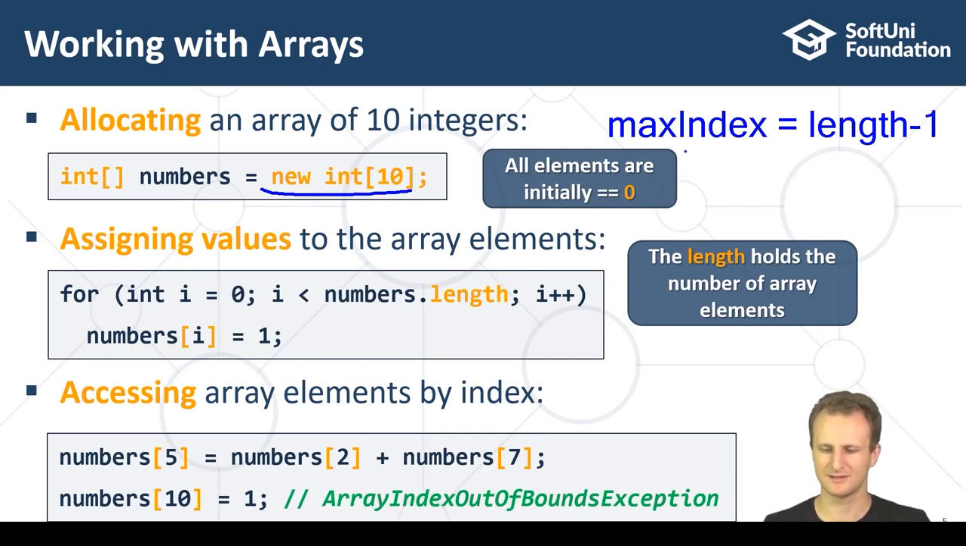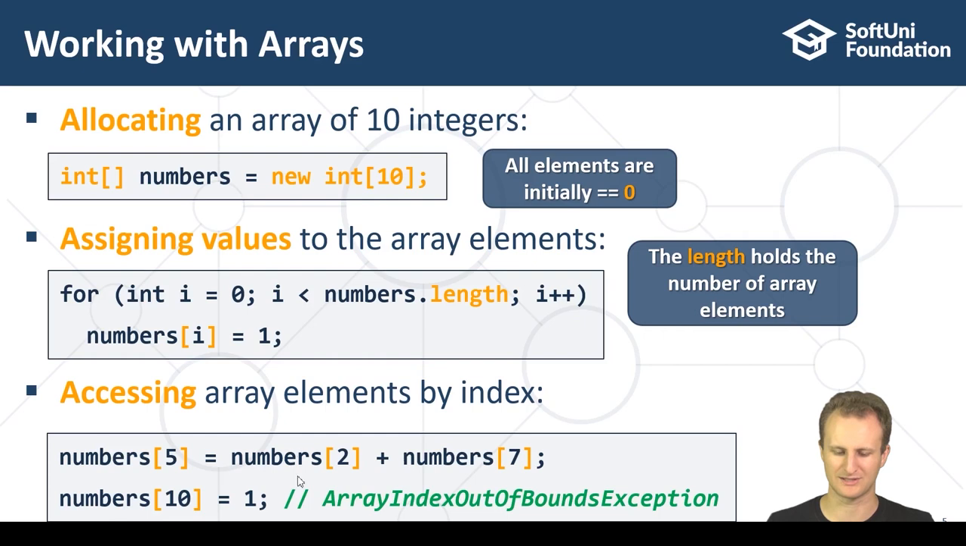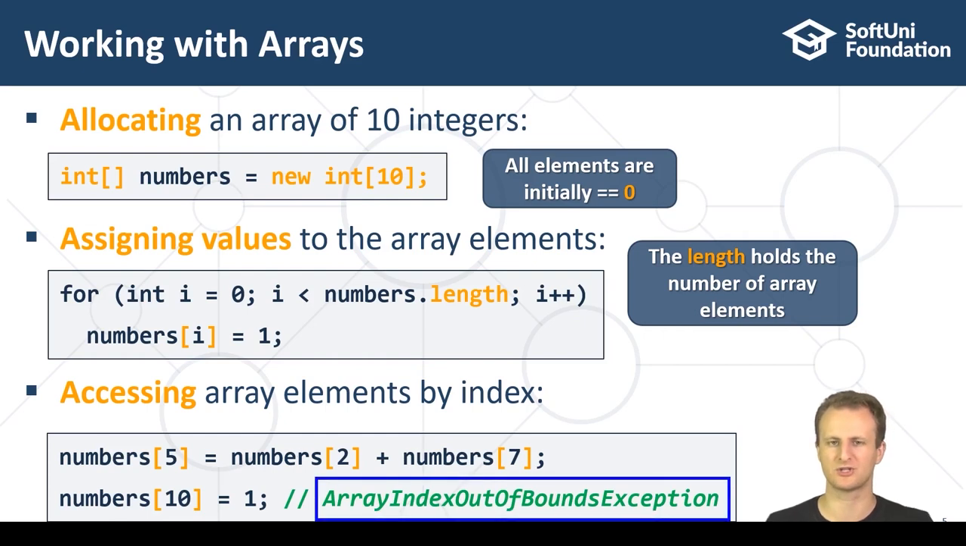So what happens if we say, give me the element at index length? Well, what happens is a so-called array index out of bounds exception, meaning your program crashes with an error message containing this inside it. We will explain exceptions in another lesson, but for now all you need to know is that the program will crash.